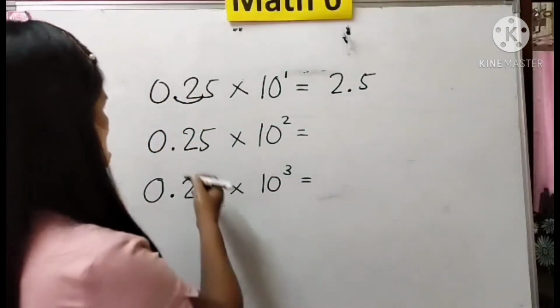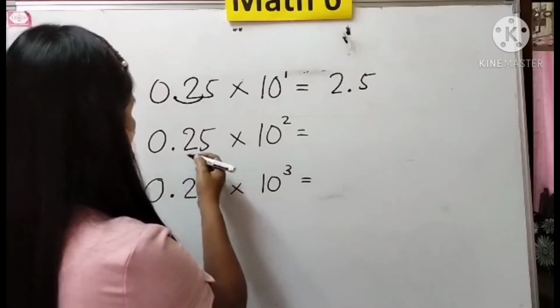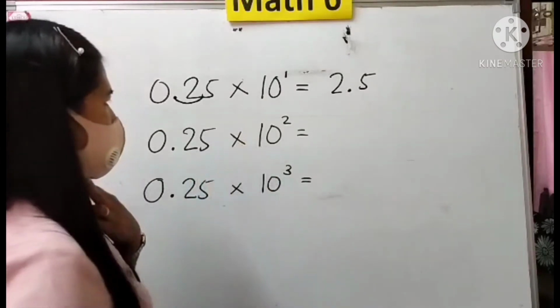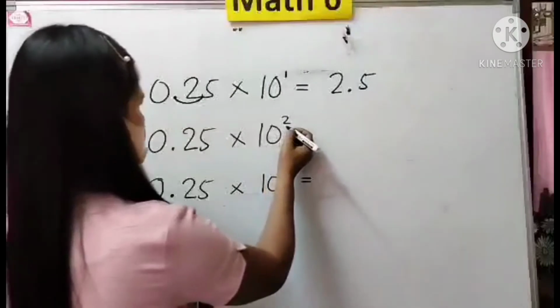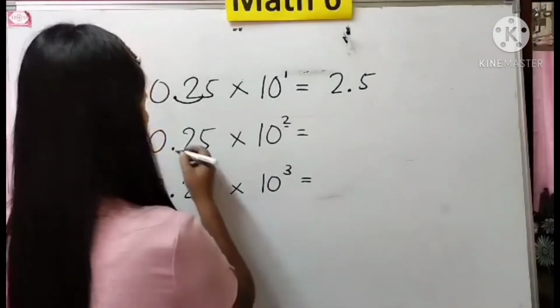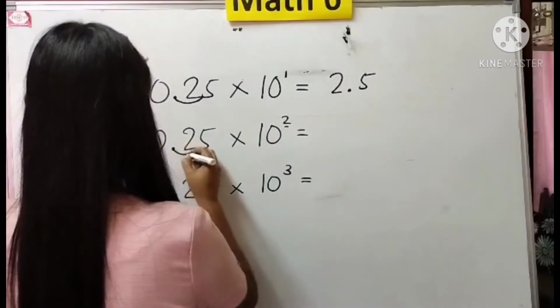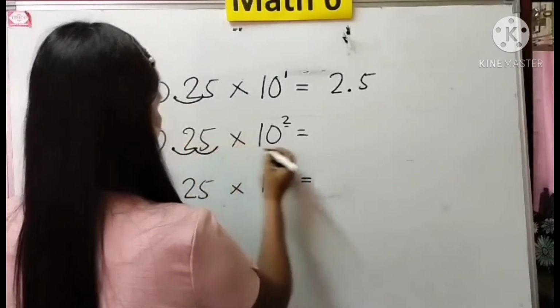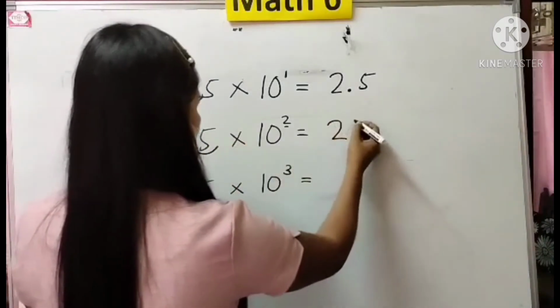And 25 hundredths times 10 to the second power, so we have now 2 as the exponent. So you will move it 2 steps to the right. That will give you 25.